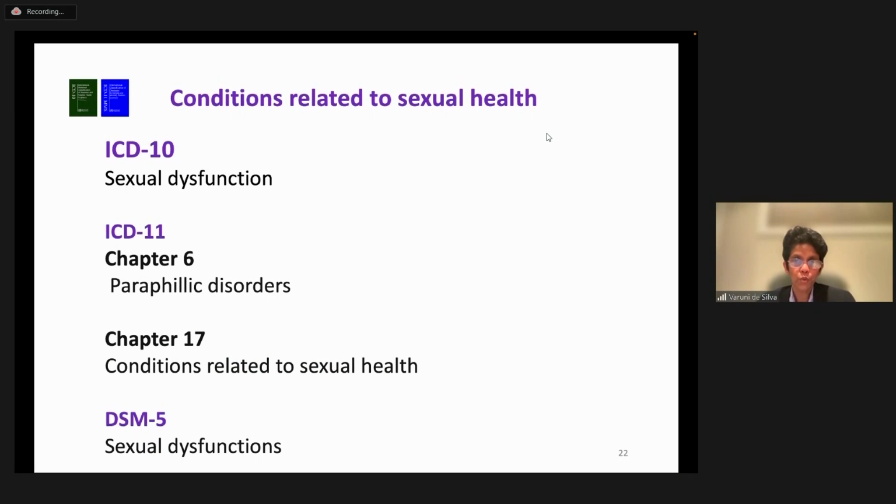So again, if you look at it broadly, in the ICD-10, everything was under sexual dysfunction. In the ICD-11, the only thing left to the psychiatrist is paraphilic disorders. Everything else has been taken into chapter 17, a separate condition, and it's called conditions related to sexual health. And again, I think there are new specialists almost in sexual health emerging. So that's been taken away from the psychiatrist in the ICD, but not in the DSM, interestingly. The DSM-5 condition called sexual dysfunctions, which is almost similar to the ICD-10, exists.